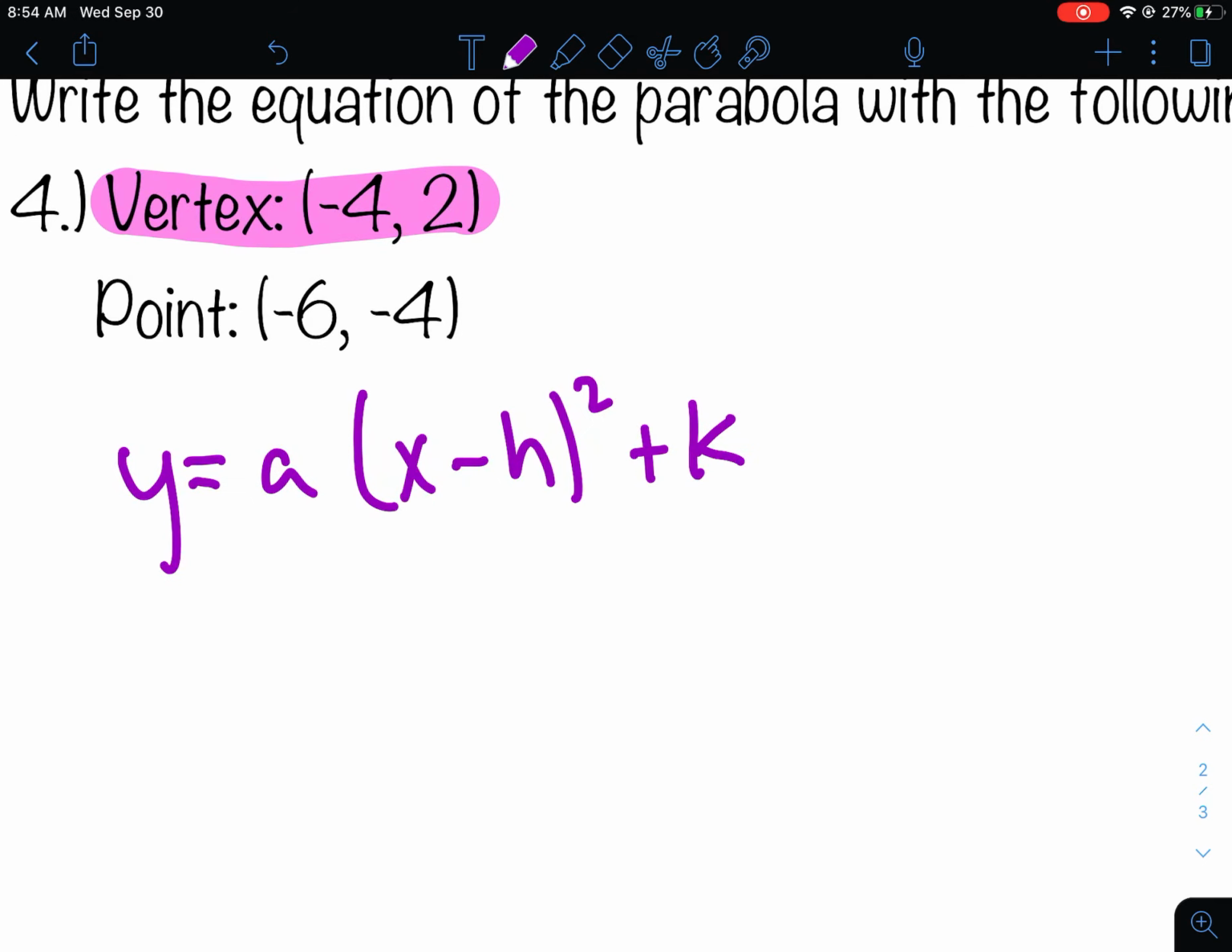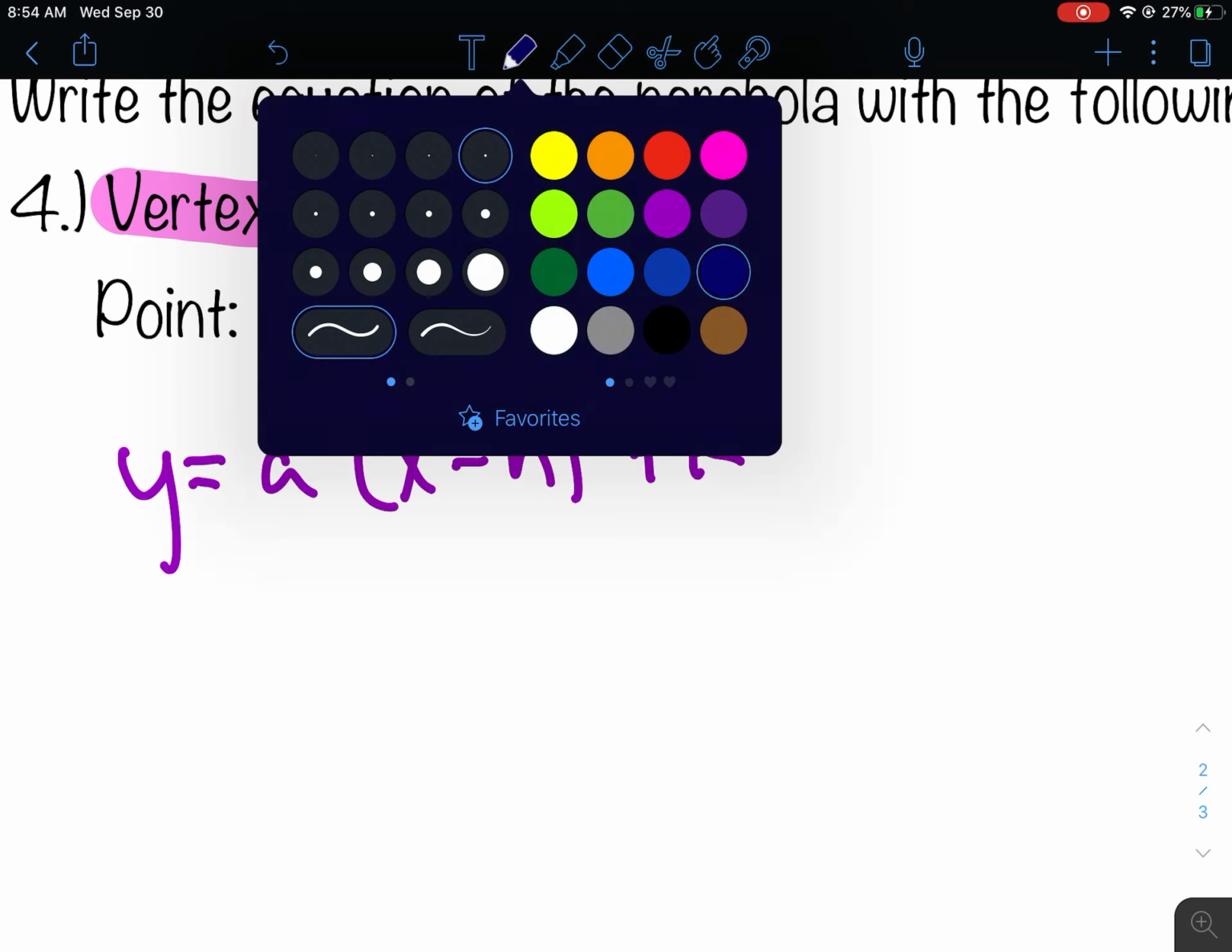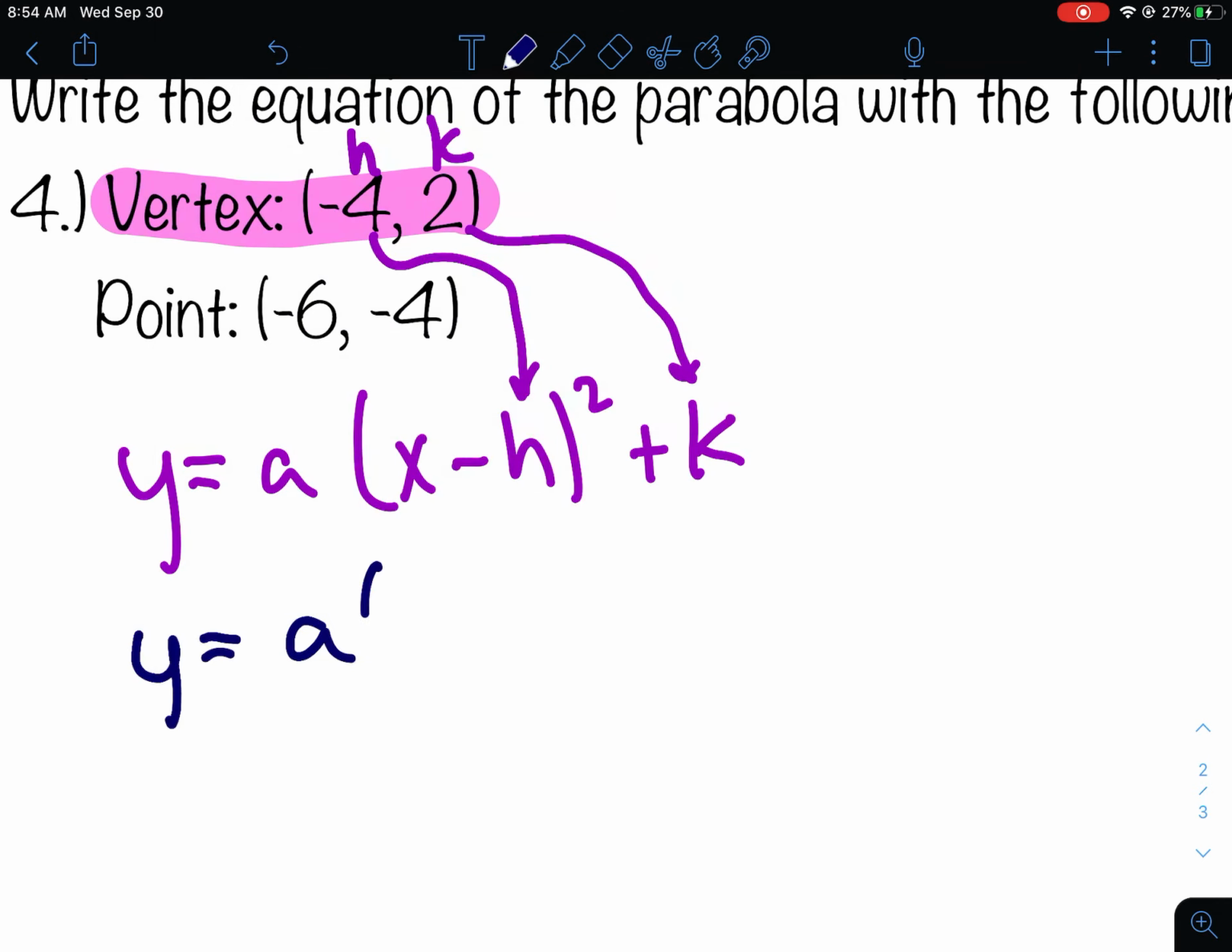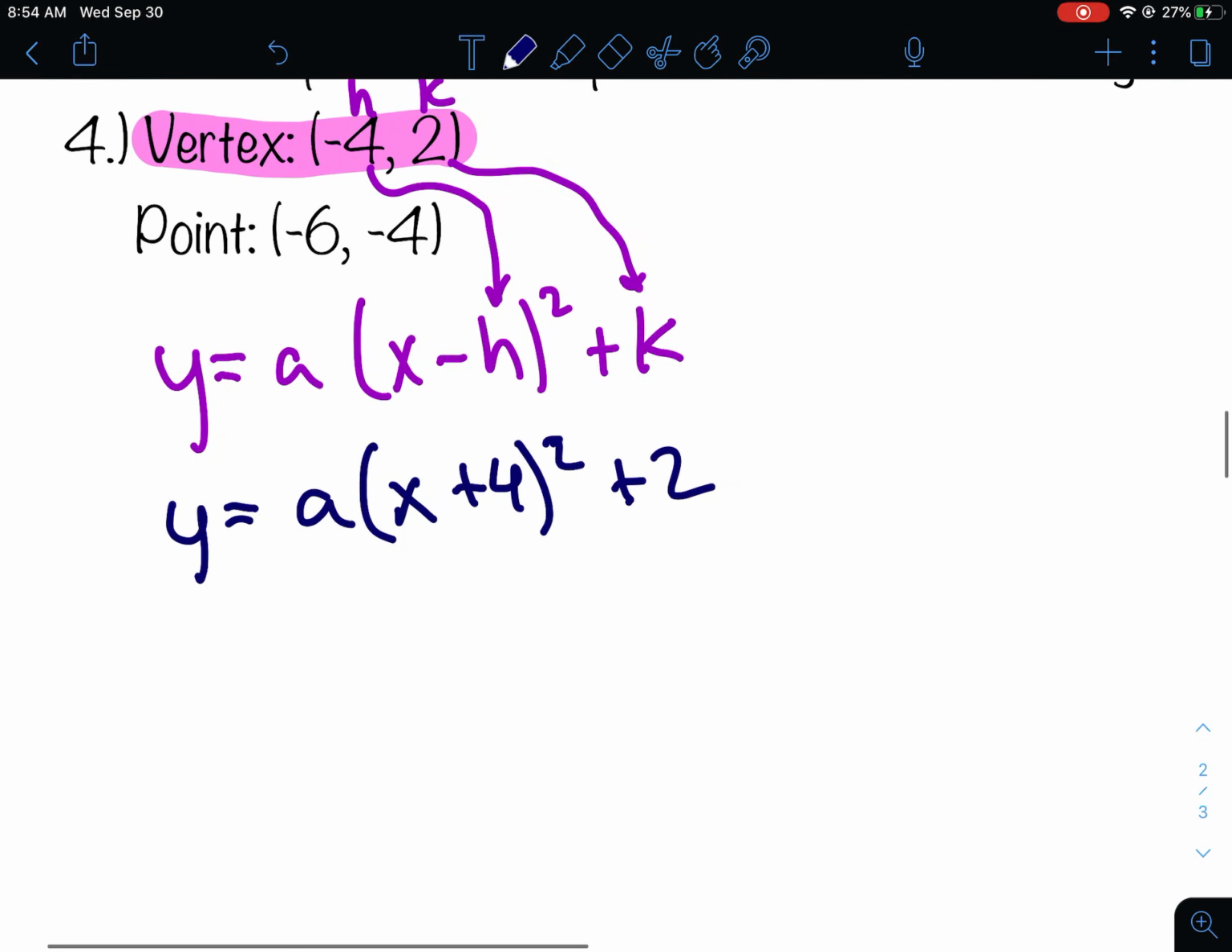So, since this is h and this is k, we simply take our h, plug it in, take our k, plug it in. Now, don't forget that when you are putting things in this formula or taking things out, the sign will change because of the negative sign. So when I go to write this formula, y equals a(x plus 4), it'll now be positive 4, and then plus k, which is 2. Now, I'm not quite done. This is essentially my formula. The only thing that I need to find is a.